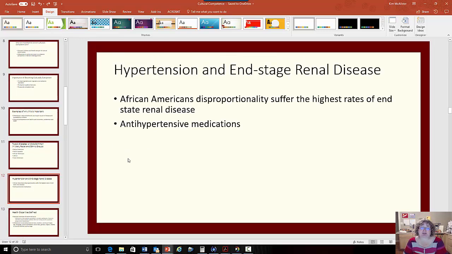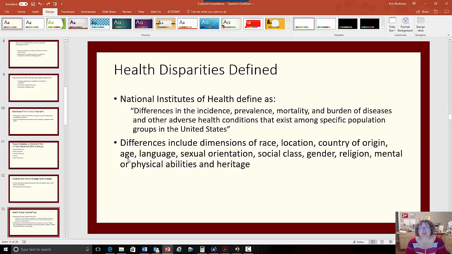And this goes to what I was just speaking about, African Americans suffering the highest rates of end-stage renal disease and hypertension medication. I got a little ahead of myself there.